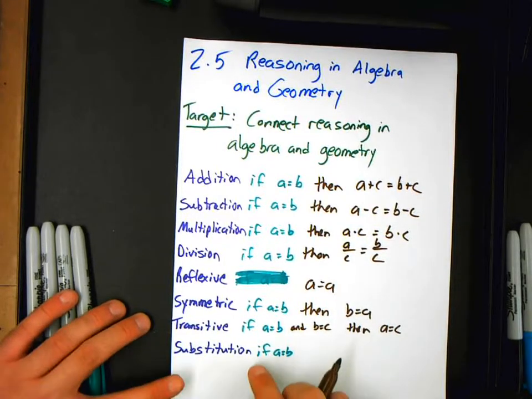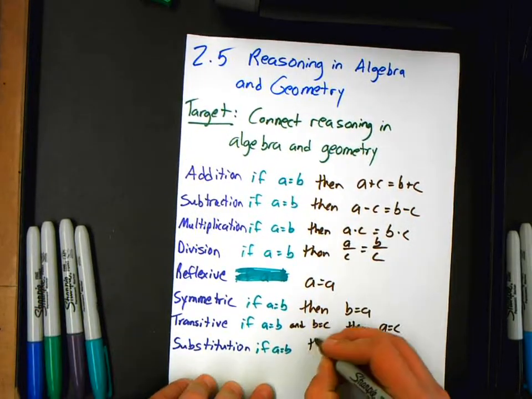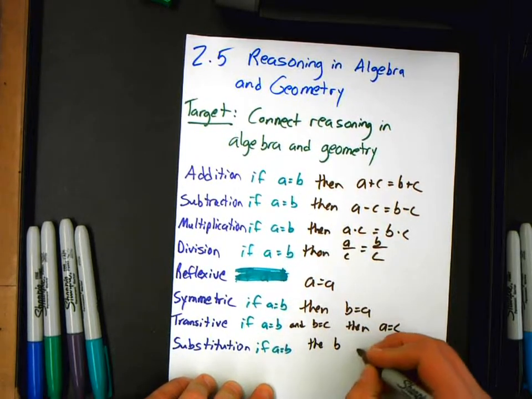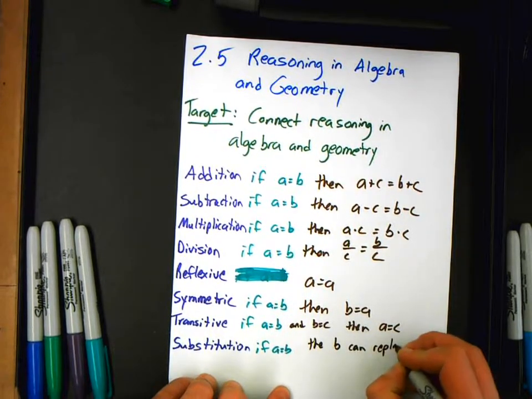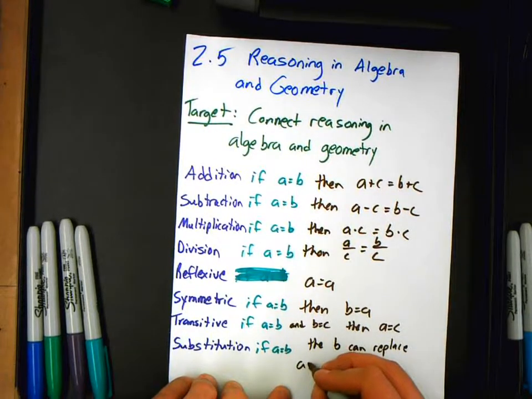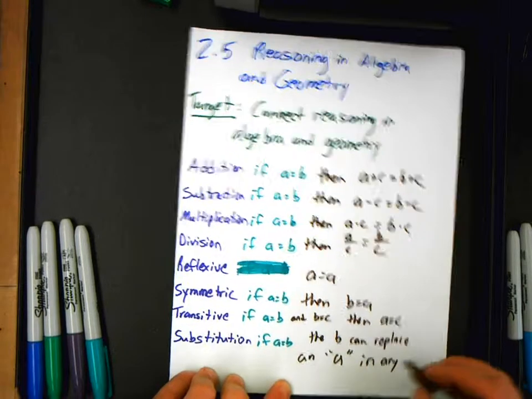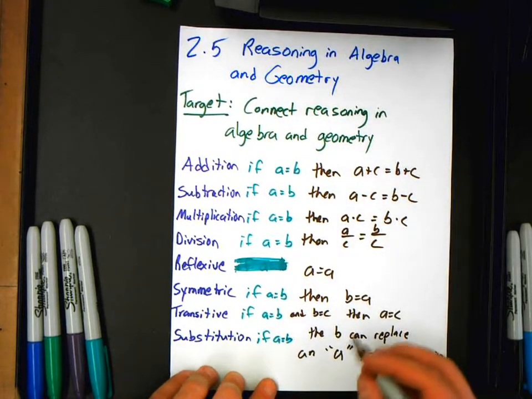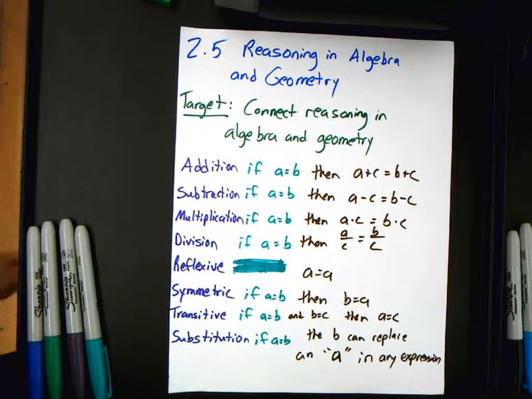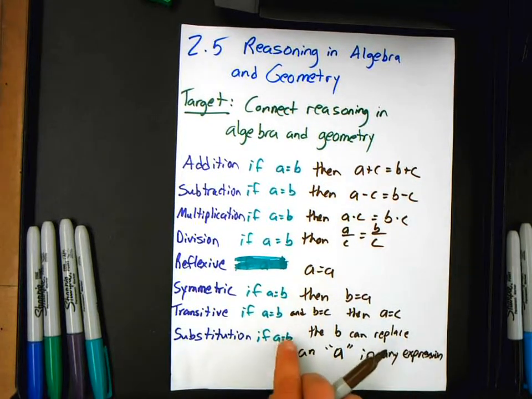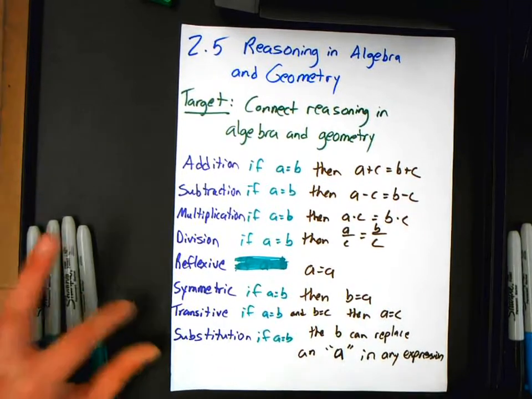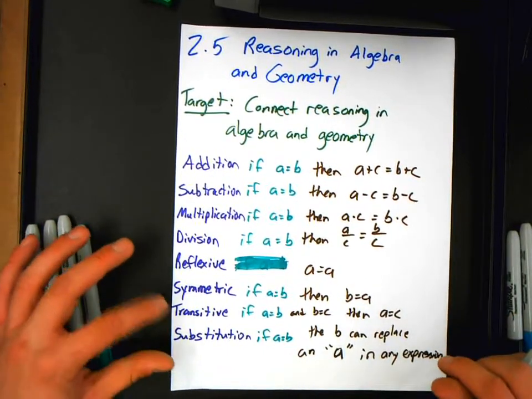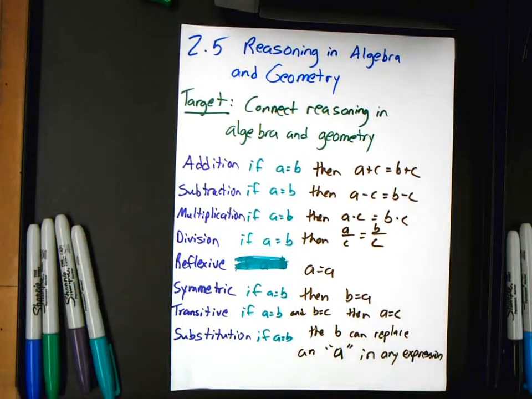And substitution is also if A is equal to B, then you can replace your A with a B in any equation. So if you have some other equation where you have C and A, you can replace it with B since you know that A is equal to B. The transitive and substitution are the trickiest ones to get, but they are the ones that you will use the most often in your proofs as we go through some more of these geometry chapters.